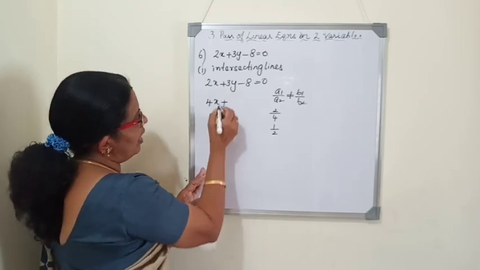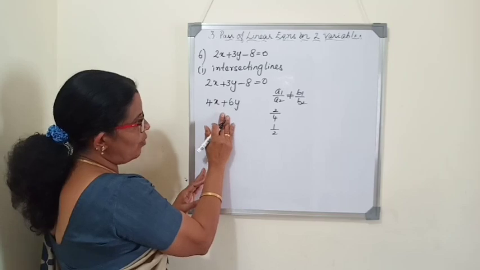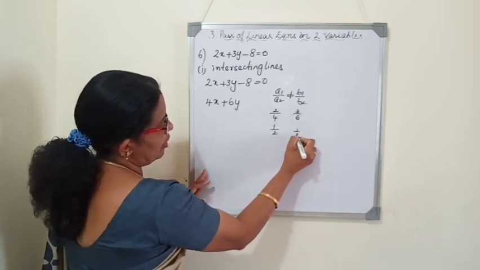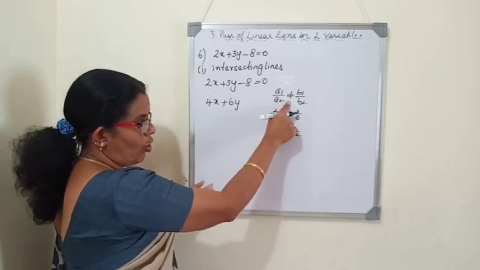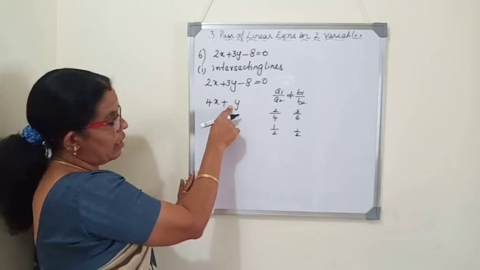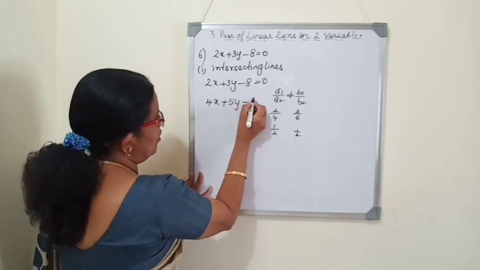Which number can we take? Any other number. Suppose I take 6y, then 3 by 6 again becomes 1 by 2. Both will be equal, which we do not want. So other than 6 or other multiples of 3, any other number we can take. So I will take 5. Any number we can write.